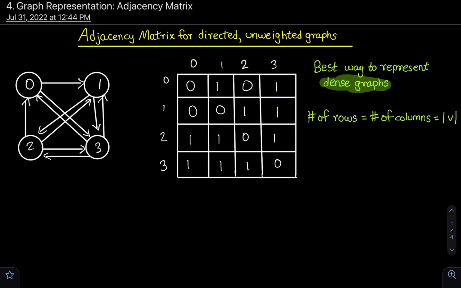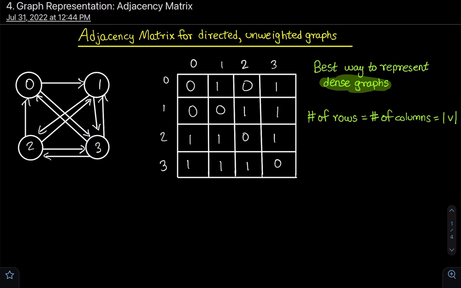Because the number of vertices in this graph is equal to 4, and therefore we have a 2D array, which is a matrix of 4 by 4 dimensions. So here, why there are zeros and ones is because there is no edge between 0 to 0. So that means there is no self loop.